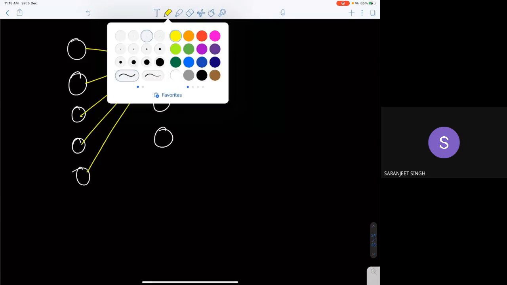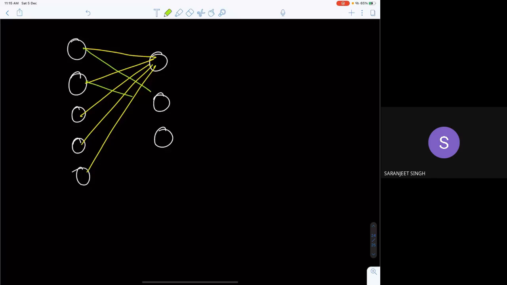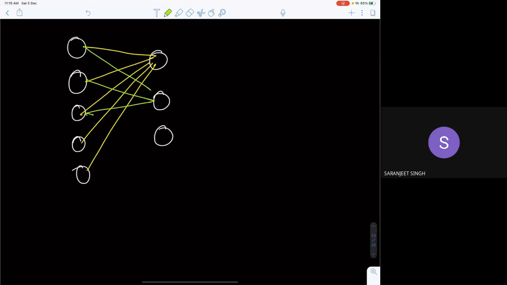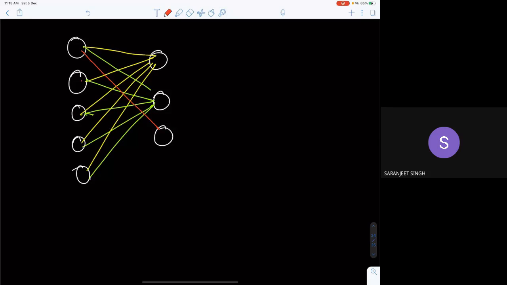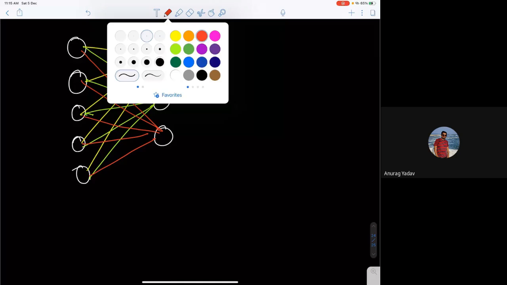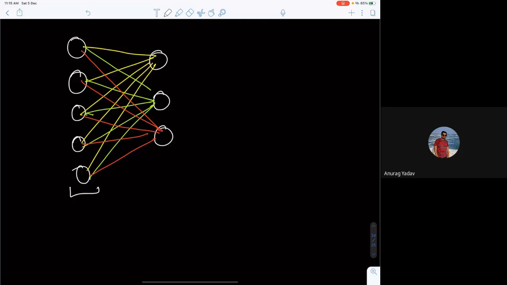Right. So how many weights are there that we need to learn? We need to learn 5 into 3, which is 15. If I have N1 here and N2 here, then how many weights? N1 into N2, because everything is connected to everything.